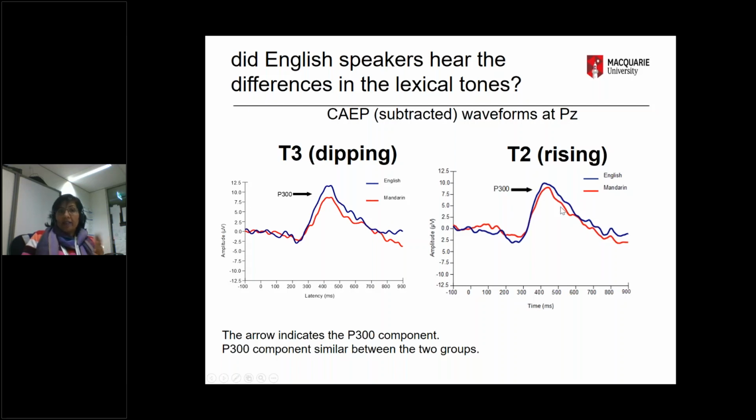So the answer: did English speakers hear the difference in lexical tone? The answer is yes, they did. The reaction times told us a different story, but that's for another day.